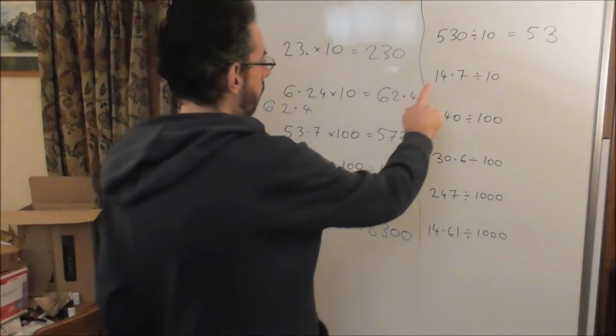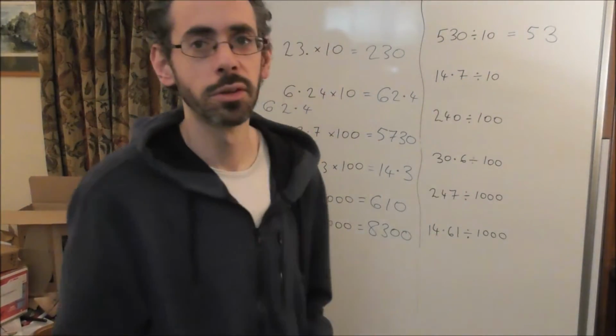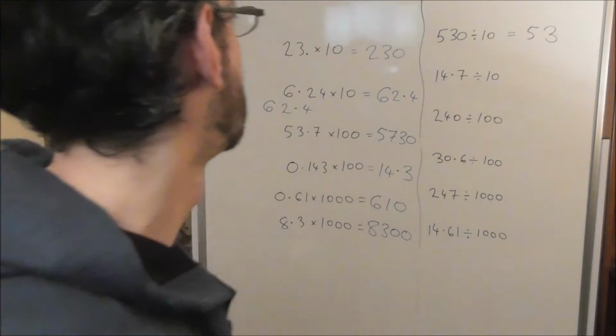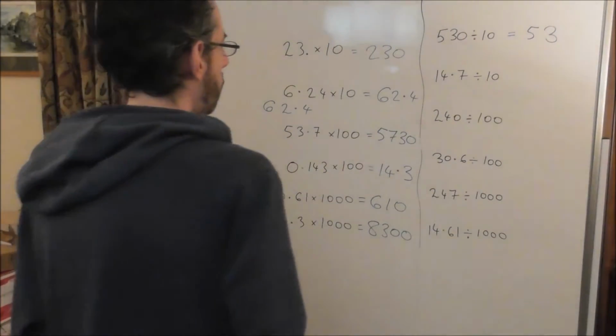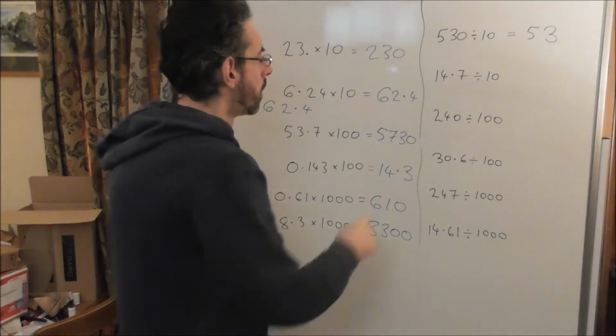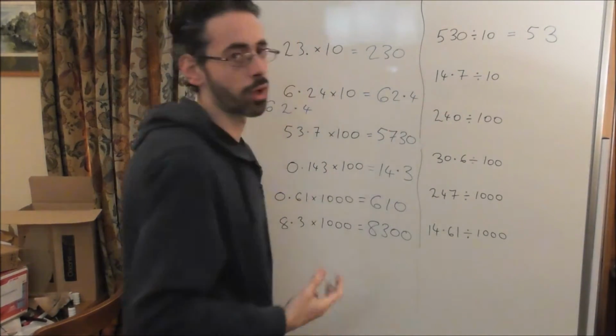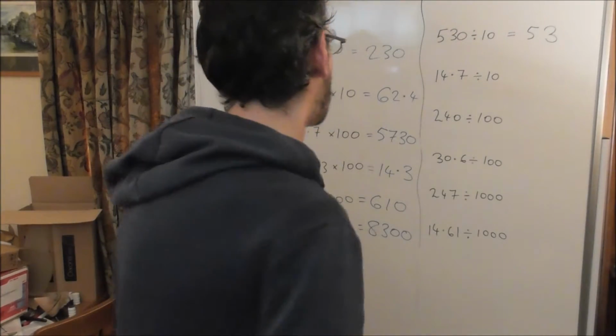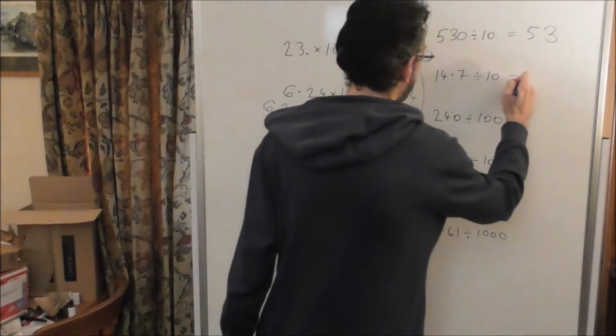Right, so 14.7 divided by 10. So again, we've got to move the digits 1 place to the right. So the 4 is going to move past the decimal point. The 1 is going to go where the 4 is and stay in front of the decimal point. So the answer is going to be 1.47.